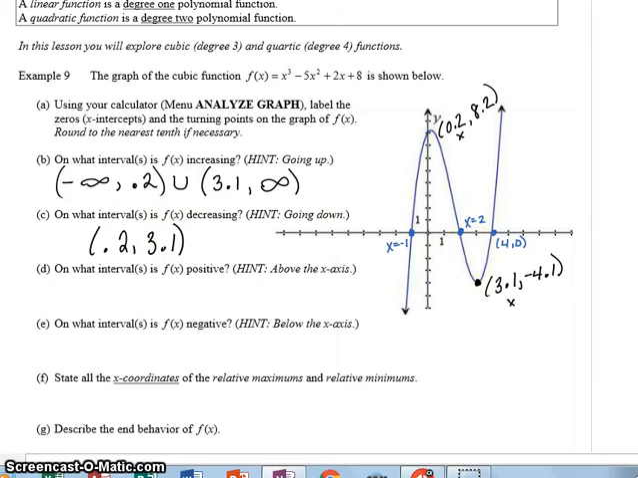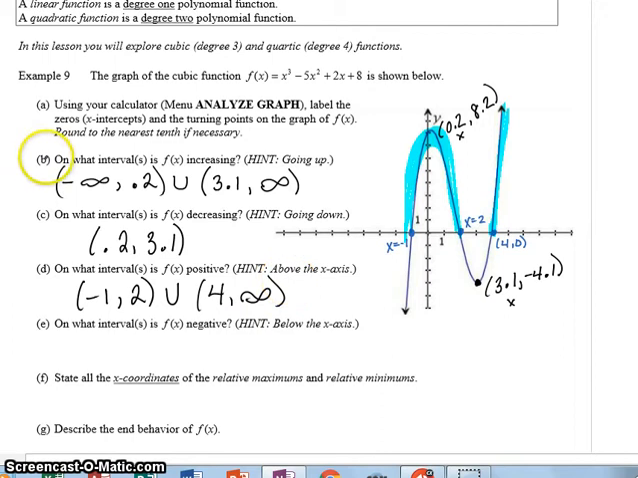Part D, where is it positive? Positive means it's strictly sitting above the x-axis. What I'm highlighting in blue right here is where it's above. There are 2 separate interval notations you have to write for positive. Where is it positive? From this root over to this root. So it's from negative 1 to positive 2, or, again, shaded in blue, it's from 4 to infinity. So that gives me x values. For all of these, you're reading the x values. Oops, even for part E too.